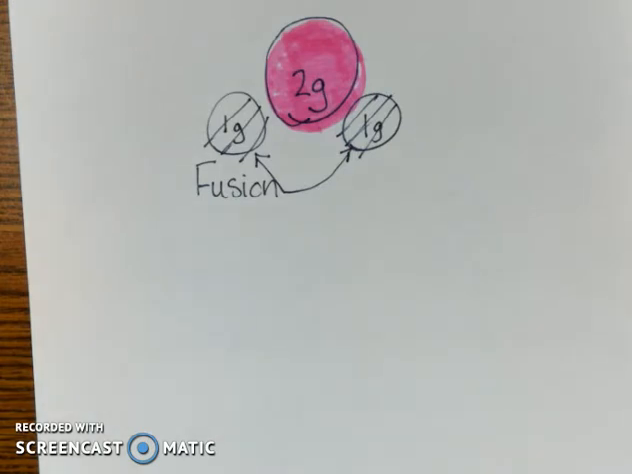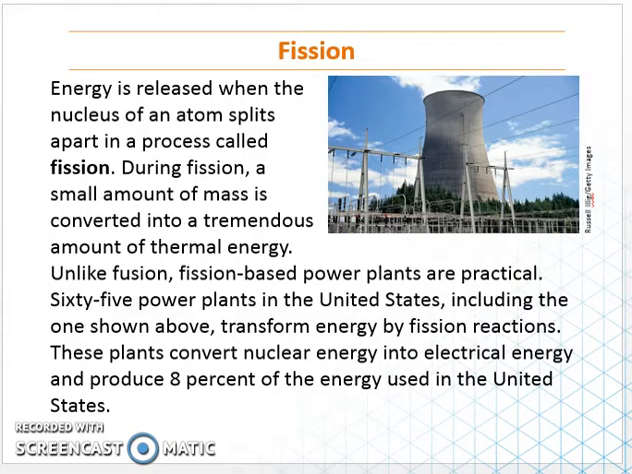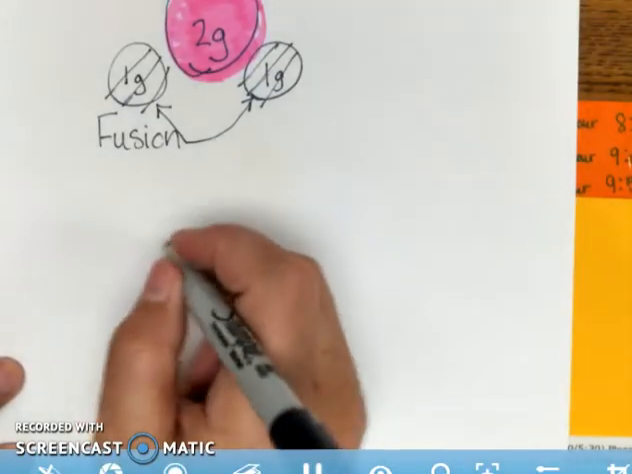Now, energy is released when the nucleus of an atom splits apart in a process called fission. During fission, a small amount of mass is converted into a tremendous amount of thermal energy. Unlike fusion, fission-based power plants are practical. 65 power plants in the U.S., including the one shown above, transform energy by fission reactions. These plants convert nuclear energy into electrical energy and produce 8% of the energy used in the United States. So fission.